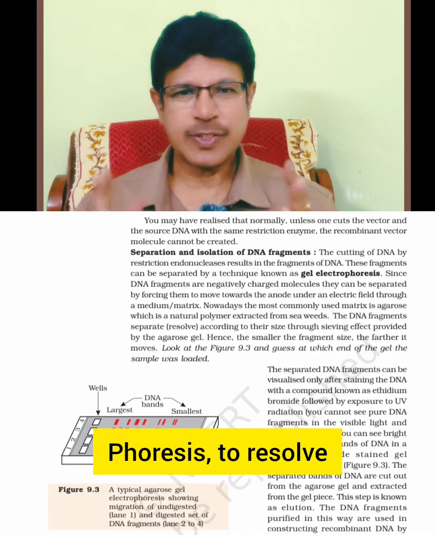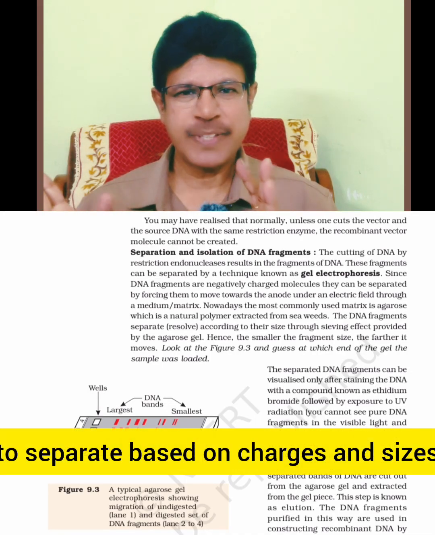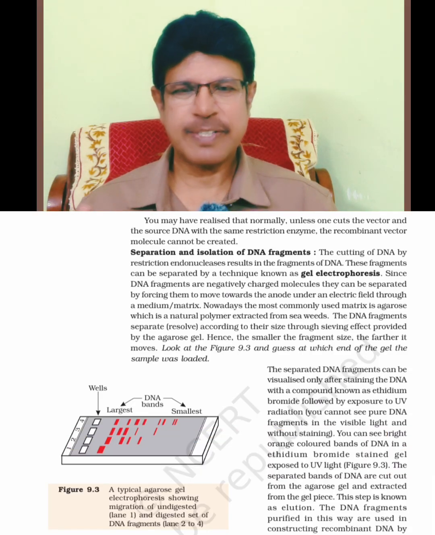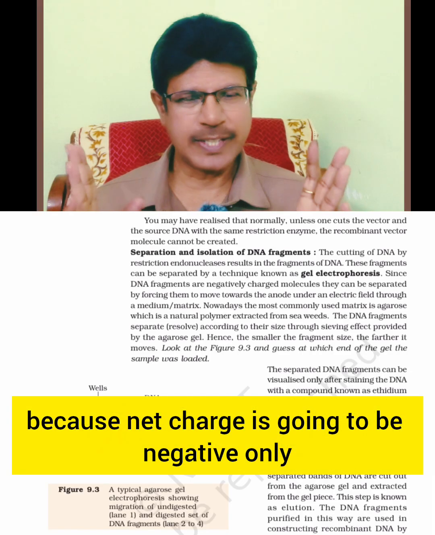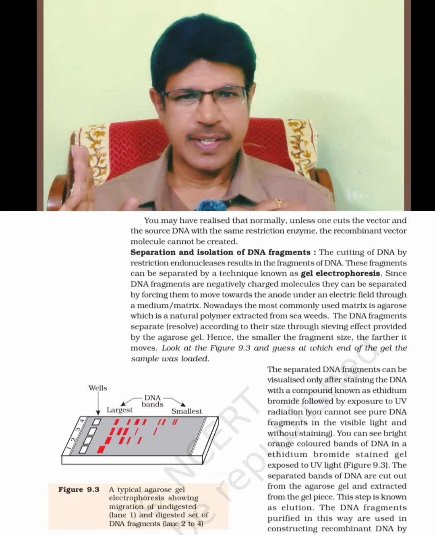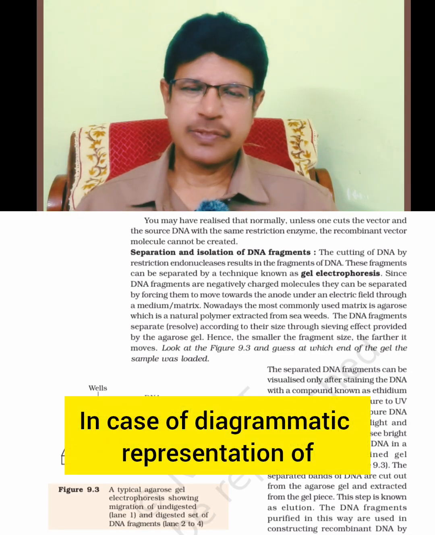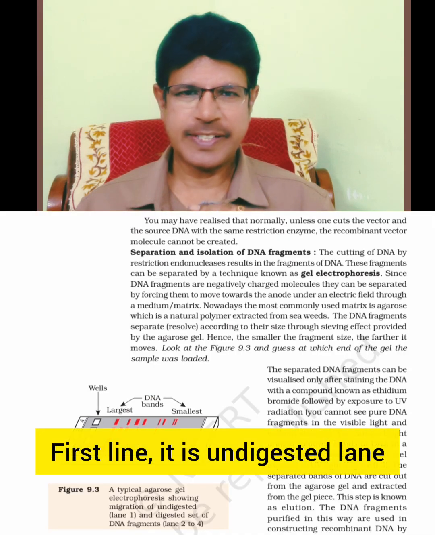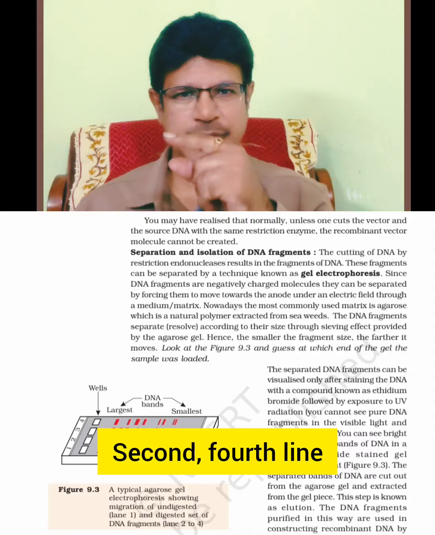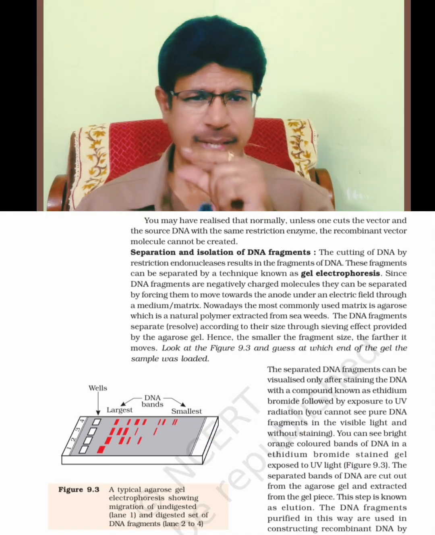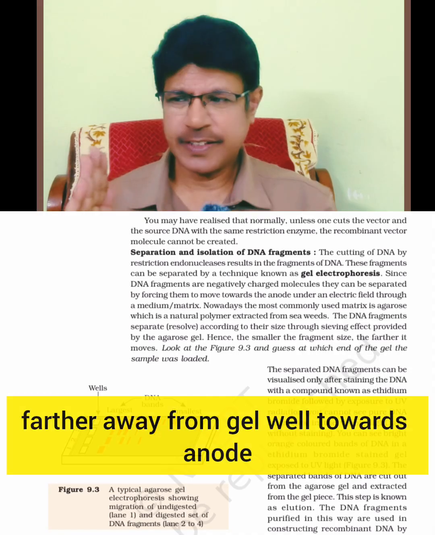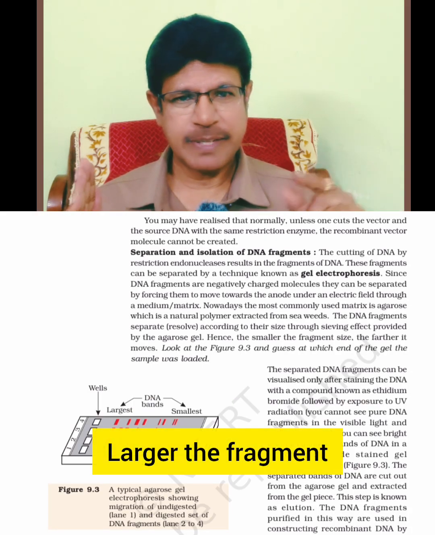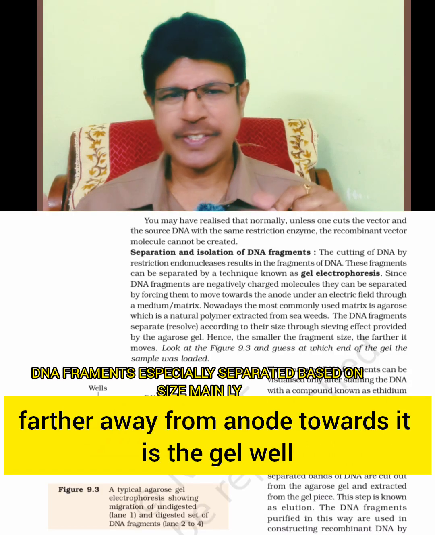Phoresis is used to resolve, to separate, based on charges and sizes. More appropriately, charges, because the net charge is going to be negative only. Next, in the diagrammatic representation of agarose gel electrophoresis, there are first, second, third, fourth lanes. The first lane is the undigested lane. The second to fourth lanes are the digested lanes. The smaller the fragment, the farther it is from the gel well, towards the anode. The larger the fragment, the farther it is from the anode, closer to the gel well.